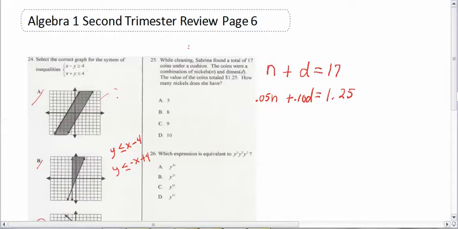Okay, I don't like decimals, so before I do anything, I'm going to get rid of the decimals and move these over 2 places, 2 places, 2 places. So now I have 5n plus 10d is equal to 125. Alright, so now hopefully you see this and you can see that this is a system of equations. I can use the elimination method.